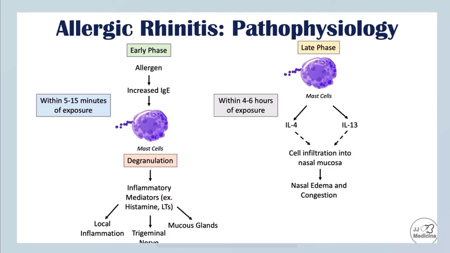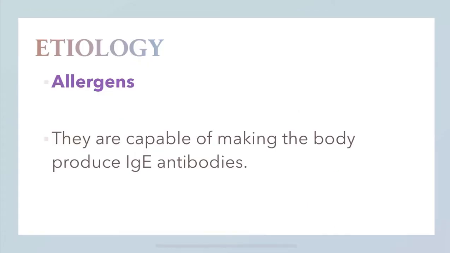In the late phase, within 4 to 6 hours of exposure, the mast cells will release interleukin 4 and interleukin 13. They cause cell infiltration into the nasal mucosa, producing nasal edema and congestion. This is in the late phase. Interleukin 4 and 13 are released, producing nasal edema and congestion.